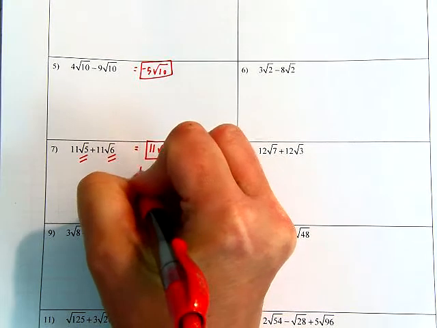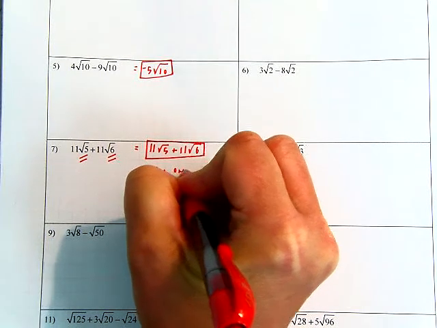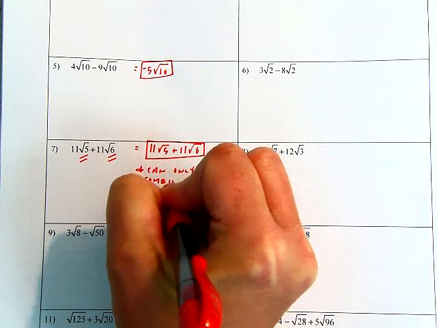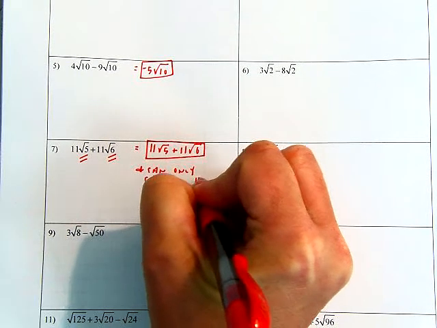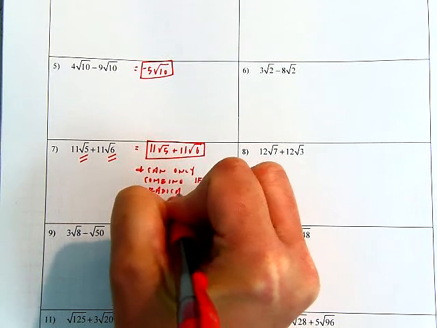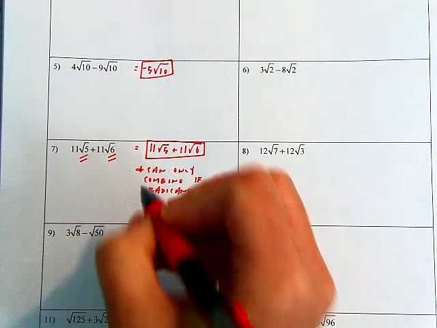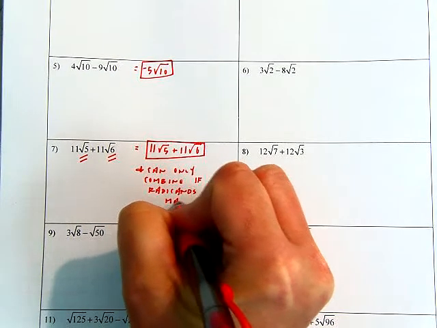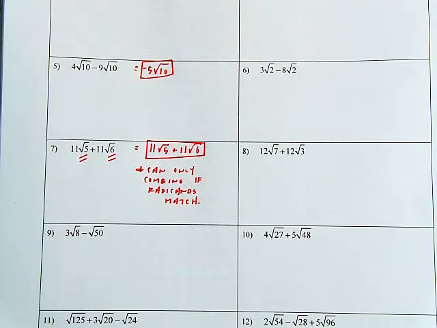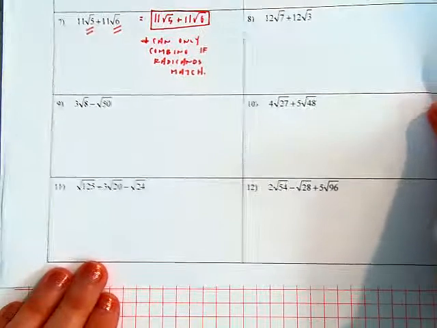So here, just a little reminder that we can only combine if those radicands match. So here there was nothing that we could do to simplify. The square root of 5 is just not the square root of 6. All right, we have 2 more.